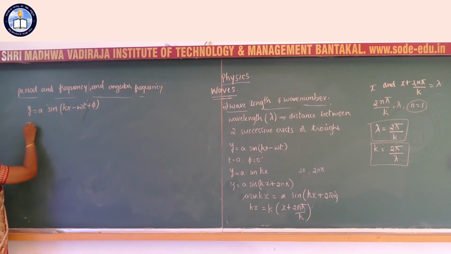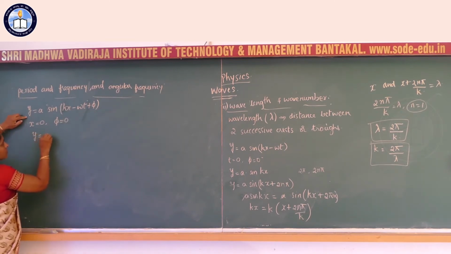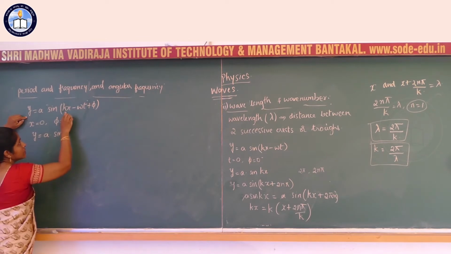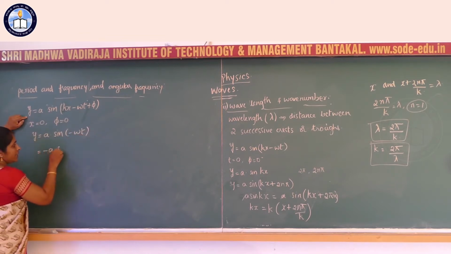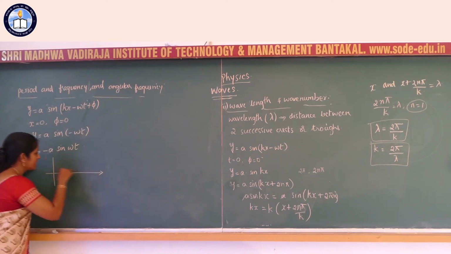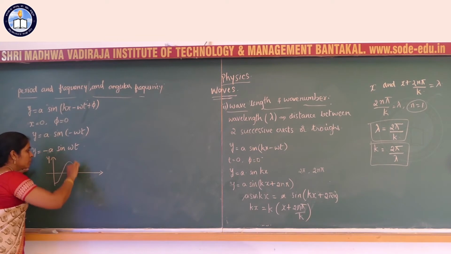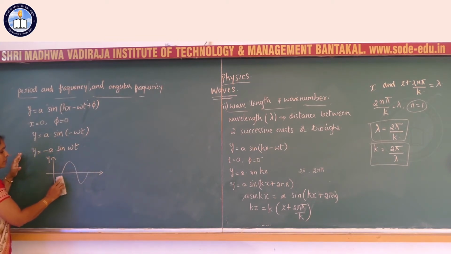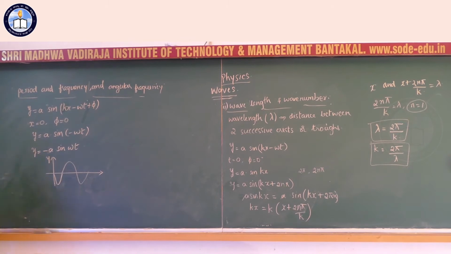Now to find the period and frequency, let us take the particle at the origin, that is x = 0, and phase angle φ is also 0. The displacement equation becomes y = a sin(0 − ωt + 0), or in general y = −a sin ωt. Now we can draw the graphical representation of this equation. Displacement y, that is negative displacement, this is a sinusoidal wave, but with the amplitude negative.